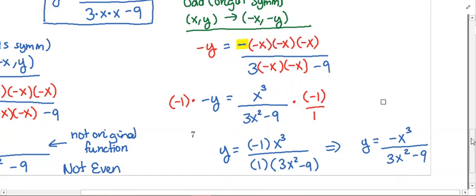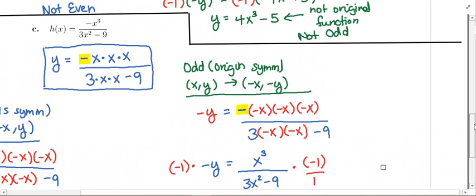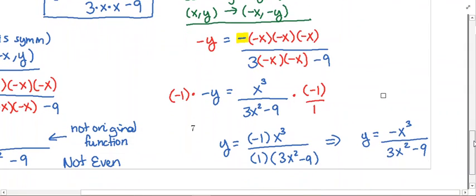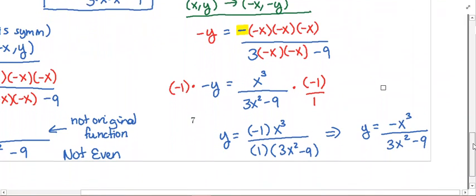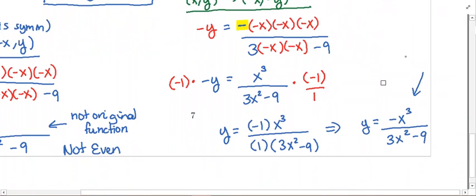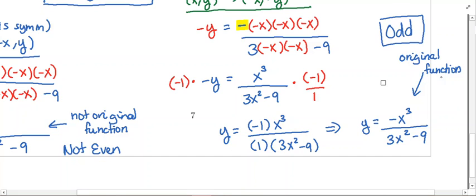And this is how it simplifies. If you compare this fraction to the original function, you get the same exact thing back. The numerator is -x cubed, and the denominator is 3x squared minus 9. Okay, so this is the original function. So we can conclude that the function has origin symmetry, so this function is odd. Okay, it's going to have origin symmetry.